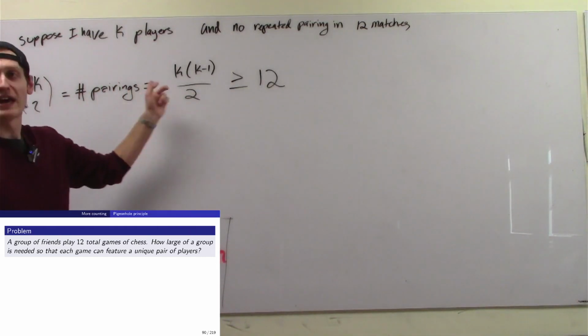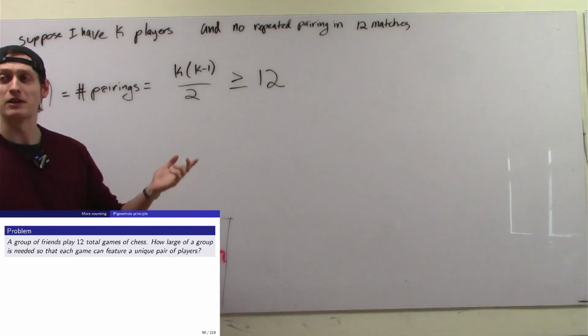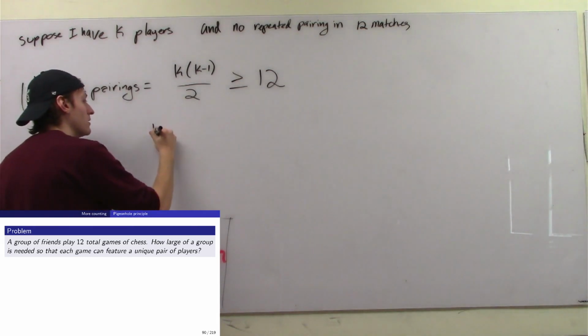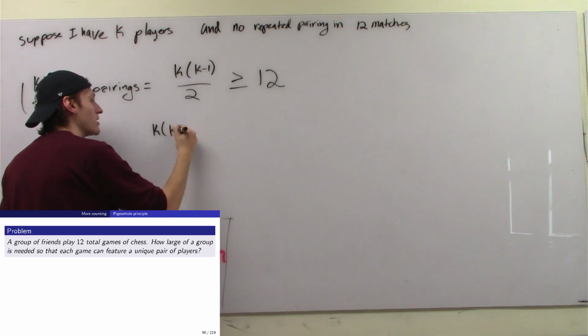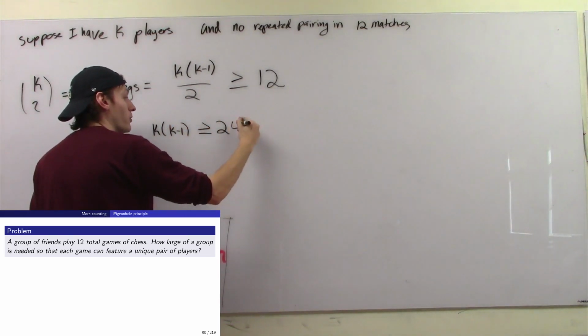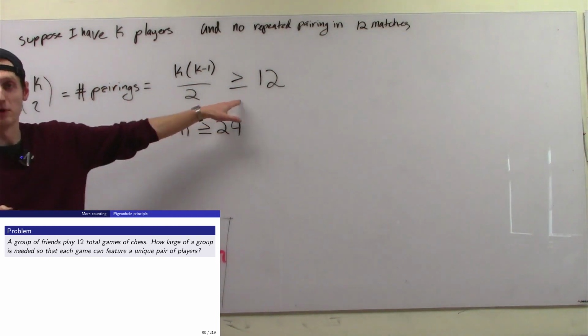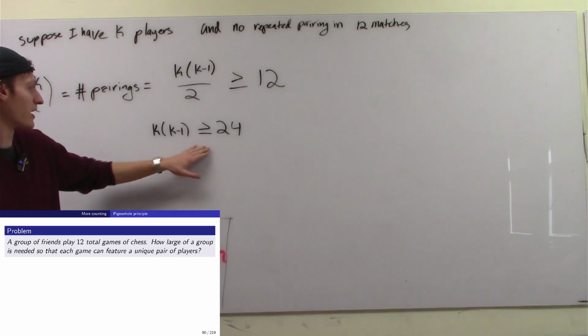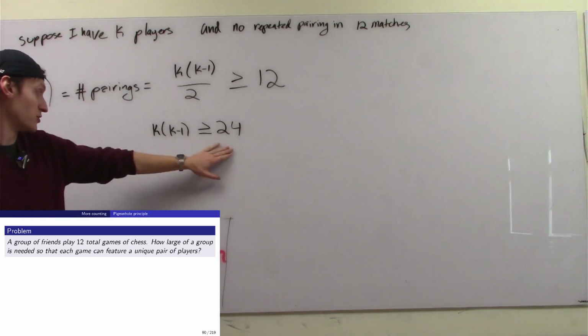I'm going to figure out what K is, and I'm also going to figure out the smallest K can be where it's a number that makes this true. So this means that K times K minus 1 is greater than or equal to 24, multiplying by 2 on both sides. Now I'm going to move this all over to one side where it looks like I have stuff on one side and 0 on the other.